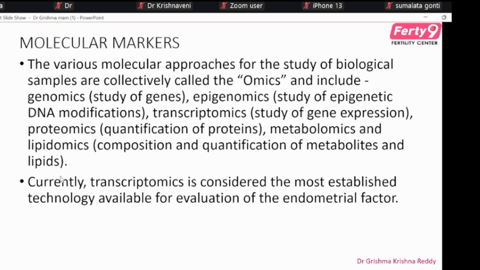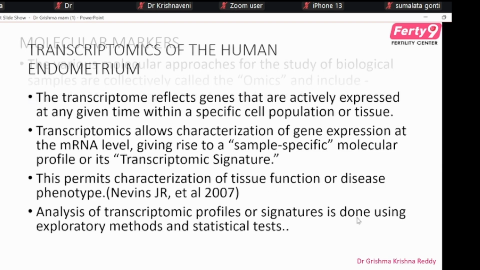There are many molecular markers. The various molecular approaches for the study of biological samples are collectively called the omics, and include genomics, the study of genes, and transcriptomics, the study of gene expression. Currently, transcriptomics, that means gene expression during the receptive phase, is considered the most established technology available for the evaluation of the endometrial factor.